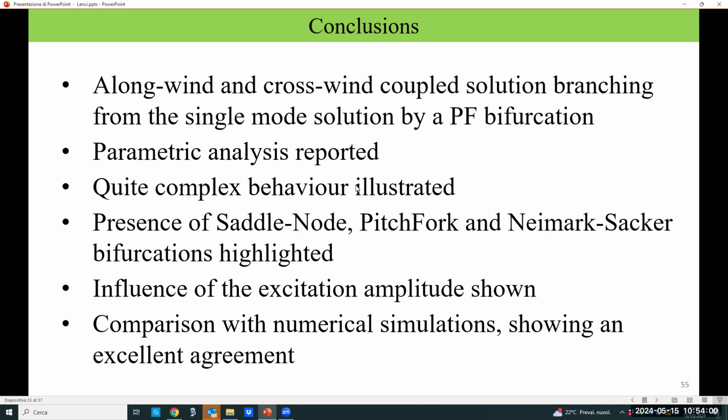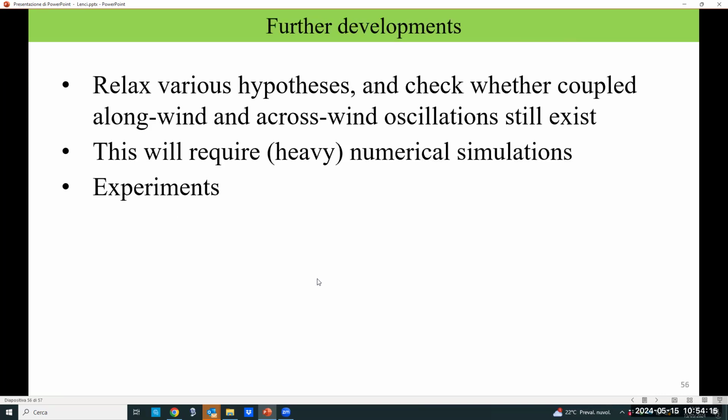So, yes, the branching has been shown, the parametric analysis has been reported, and complex behavior illustrated, with the presence of saddle-node, pitchfork, and Neimark-Sacker bifurcations. But I would go to further developments, which means relaxing various hypotheses that have been made. One has been already mentioned, and for sure it requires further development. And check whether coupled along-wind and crosswind oscillation still exists by relaxing these hypotheses.